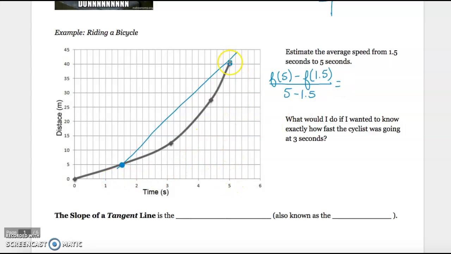So like if I go to 5, looks like I'm at 40. And then if I go to 1.5, that's at 5. And then 5 minus 1.5 is 3.5. So really I'm doing 35 over 3.5, which is 10. And then I want to make sure I'm using my units correctly, right? So my function was being measured in meters this whole time. So this is actually 35 meters over 3.5 seconds was what my x values were being measured in. So my speed is 10 meters per second. Okay, so I found the average speed of that cyclist from 1.5 seconds to 5 seconds.